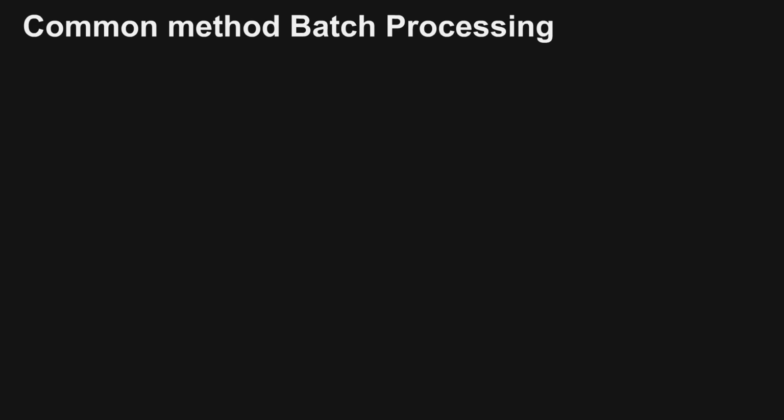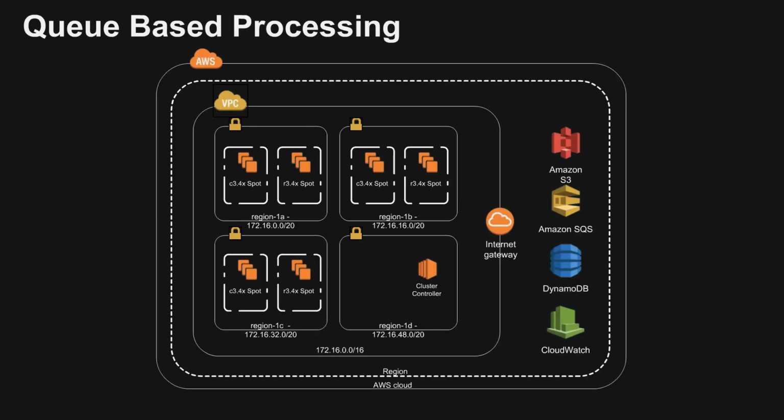Unfortunately, this slide animation is not showing as well, so I'm going to power through it. So here's an architecture for queue-based processing. This is sort of a typical pattern here where we have the region itself, we have multiple availability zones being utilized. Here in this case, we have 3. We have spot instances running in all 3 availability zones, and we have a 4th instance running in a 4th AZ called a cluster controller.